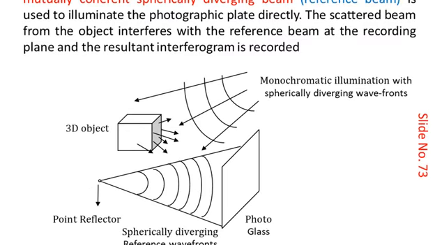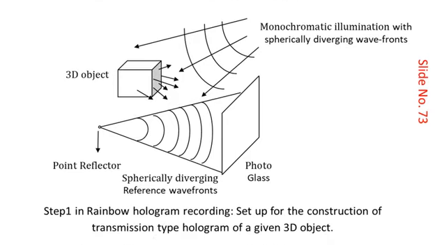So look at the setup. Since in the rainbow hologram we are recording two holograms, this is the setup for the recording of the first hologram. Let's talk about the monochromatic illumination from the spherically diverging wavefront. There is a point source at the top which we have not shown, and the light from the point source is diverging spherically out and illuminating the 3D object.